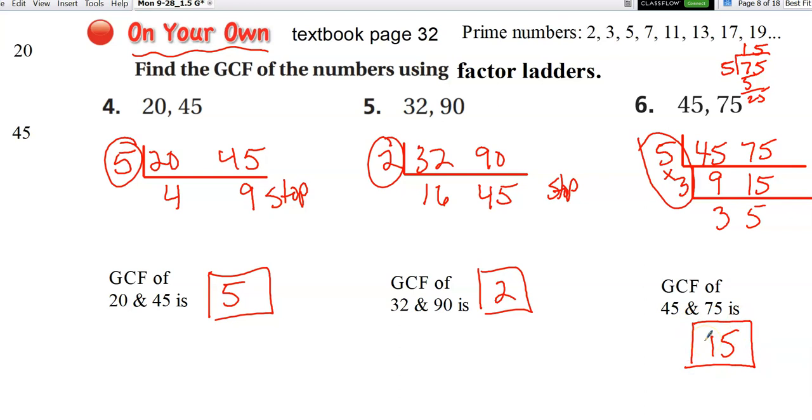This is the second way that you can use to find greatest common factors. Hopefully you'll figure out if you like the ladder method or the list method better.